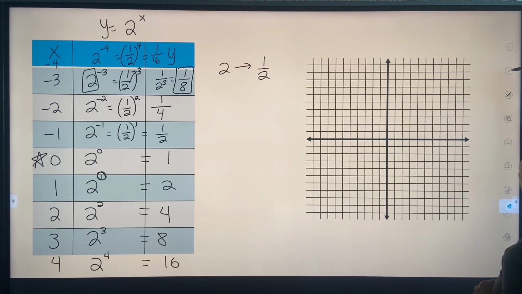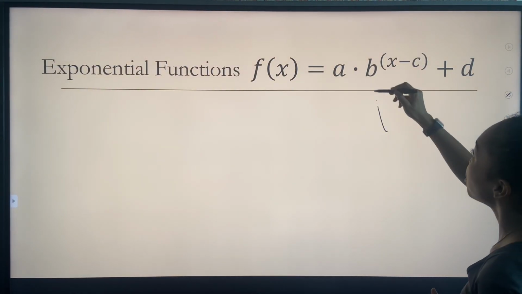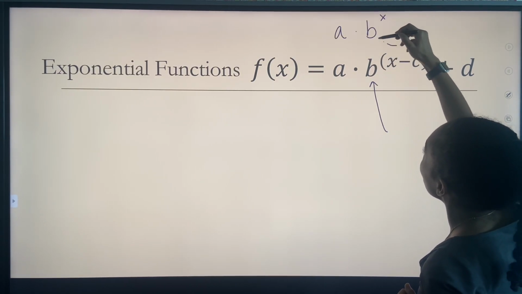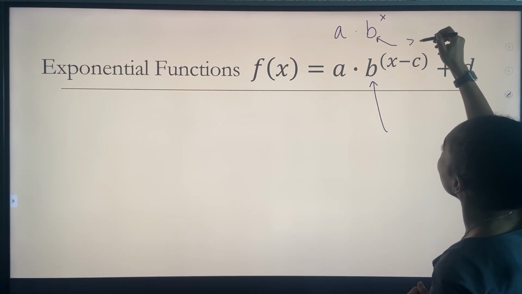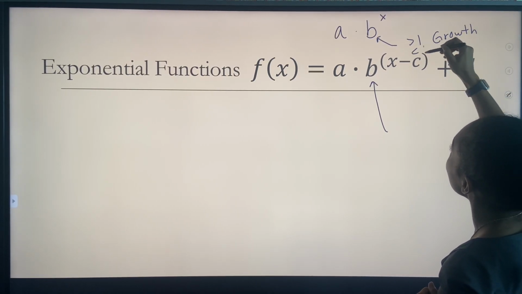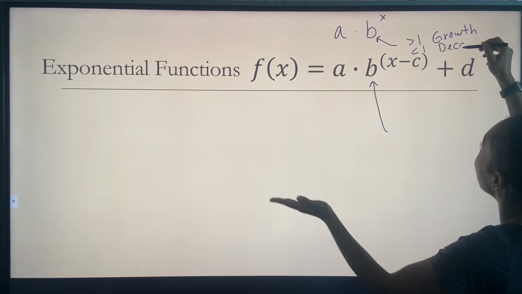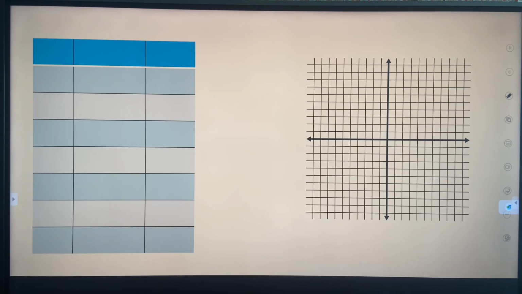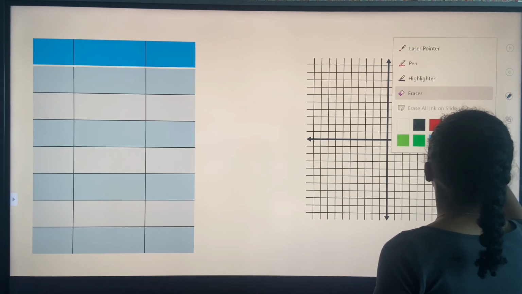So let's go back over here. Whenever your base, so let's just do the basic one right here, whenever your base is greater than 1, we call it growth. When your base is less than 1, we're going to get a decay graph. It's going to decrease, a decay graph.